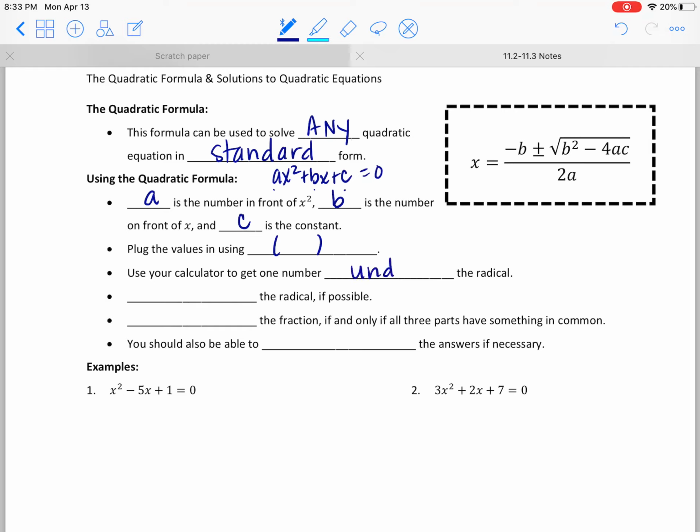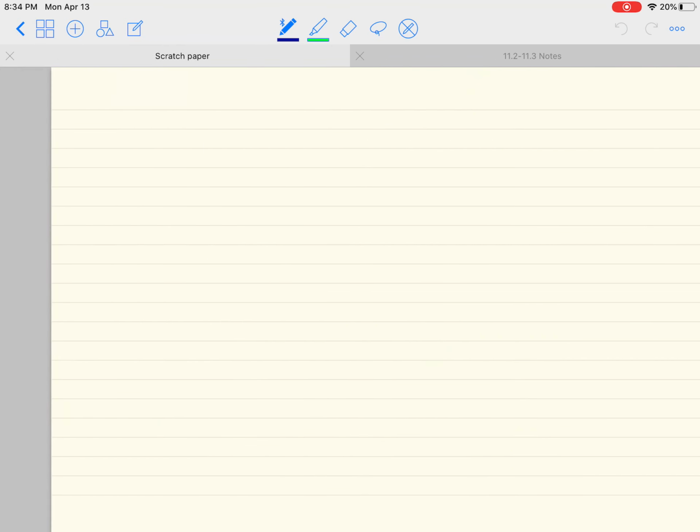Use the calculator to get one number under the radical. So let's simplify the radicand, and then if it's possible to break that down, we will do that. We'll simplify the radical. Once the radical is simplified, if our fraction is reducible, we will reduce.